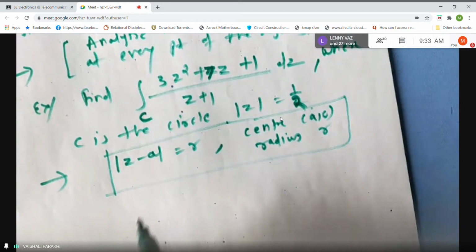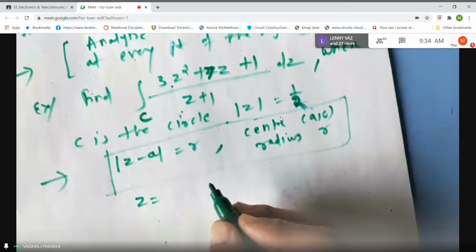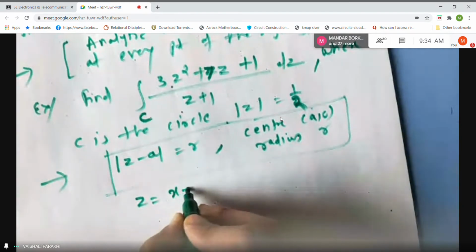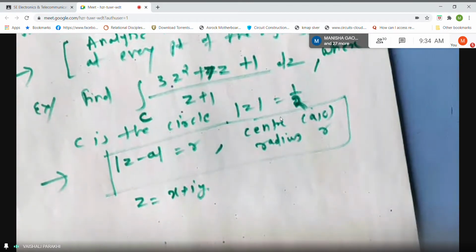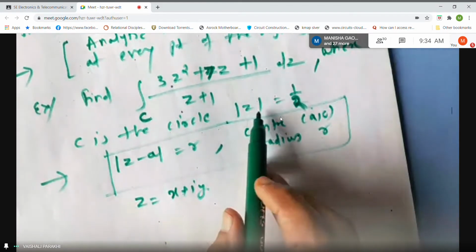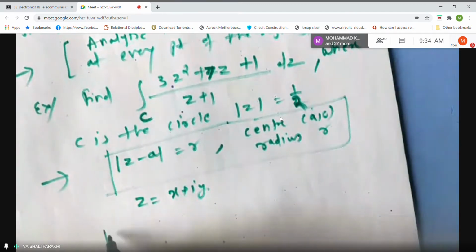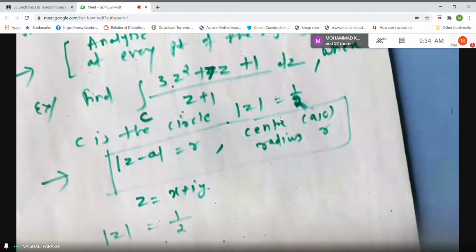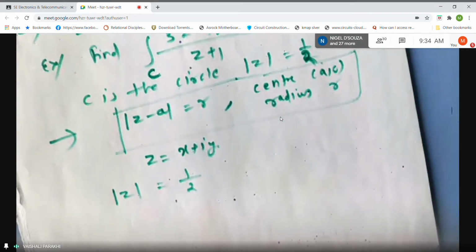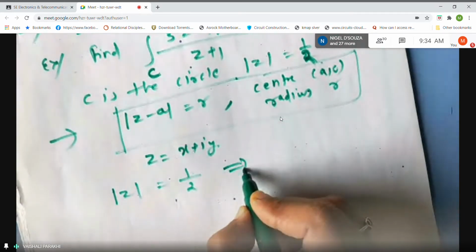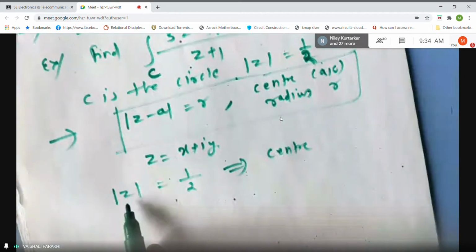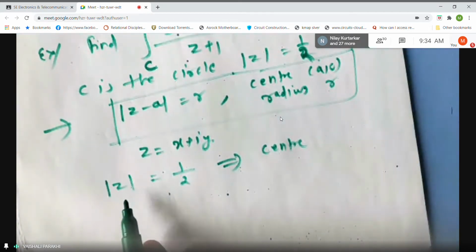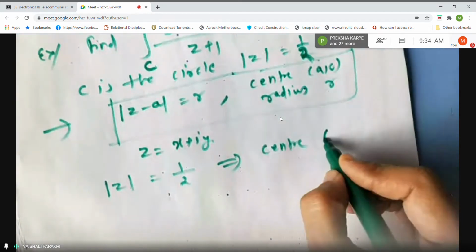Now what is z here, students? Z is x plus iy, where x is the real part and y is the imaginary part. Okay? Now let us take this example. What is the equation of the circle given? Mod of z is equal to half. So can you tell me what will be the center here, students? What is subtracted from z here? Nothing. Means it is z minus 0. So 0, 0 will be the center.